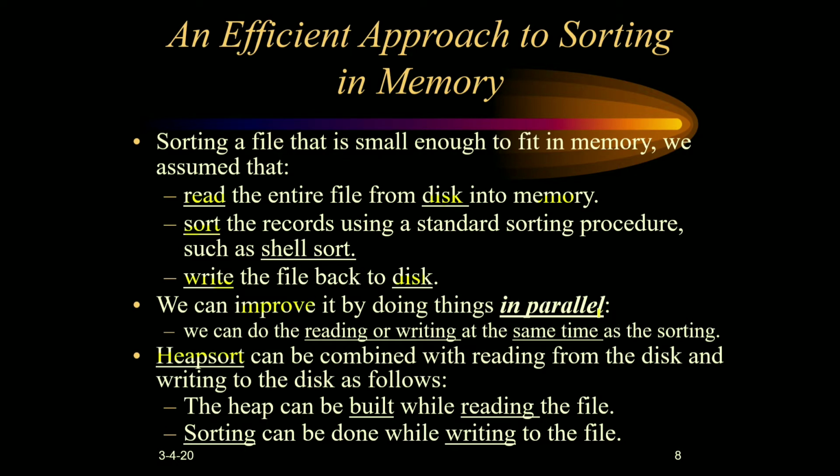Now how can we do it in parallel? For that, you can do reading or writing and sorting at the same time. In that case, these three steps can be reduced and done within less time. So in heap sort, how can you do these steps in parallel? First, we build the heap whenever we are reading the data from the disk, and we do the sorting whenever we write the sorted data into the file. These are the two main steps, done using heap sort.